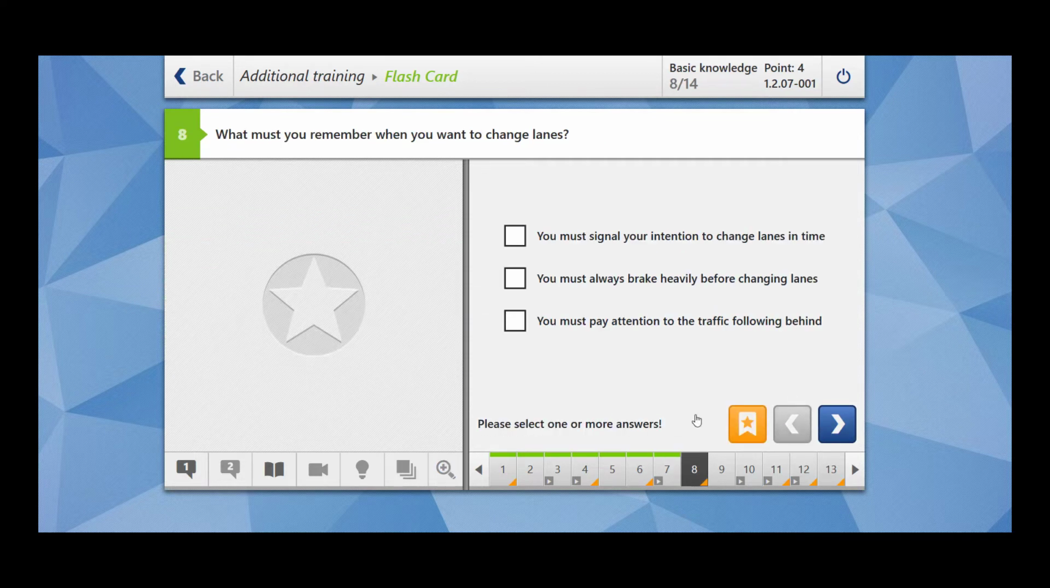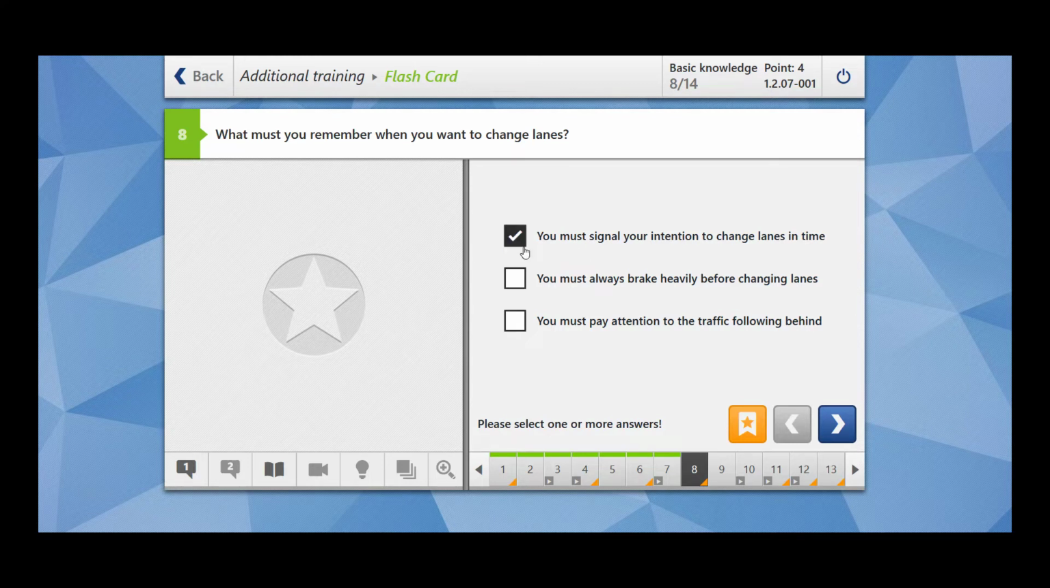Moving to the next. What must you remember when you want to change lanes? This question is also very important from the practical driving exam point of view. So what should you remember? You must signal your intention to change lane in time. Yes. By doing so, you are communicating to other road users that you are about to change the lane.